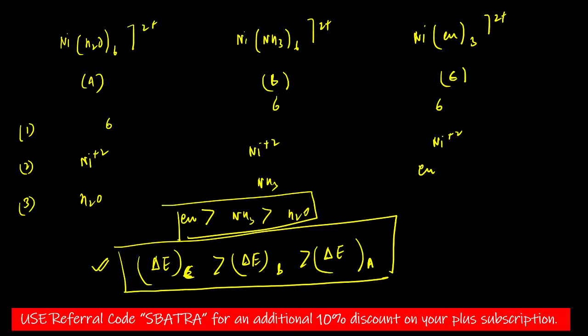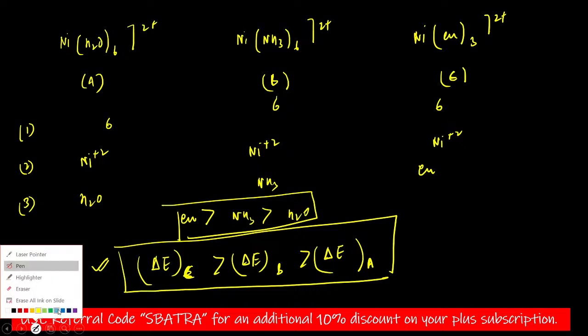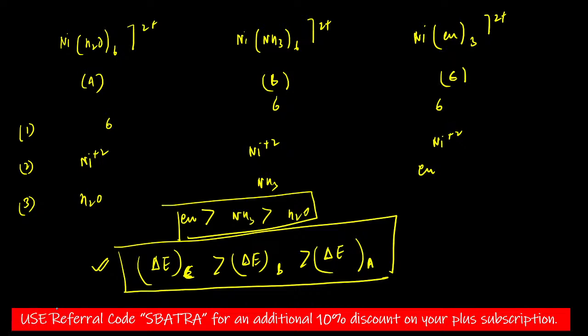Energy of C complex is greater than energy of B complex, and energy of B complex is greater than energy of A complex. Clear? Okay, so let's go to the next point now. If this is your energy order, so definitely, it will absorb lambda of less wavelength. C complex will absorb lambda of less wavelength.